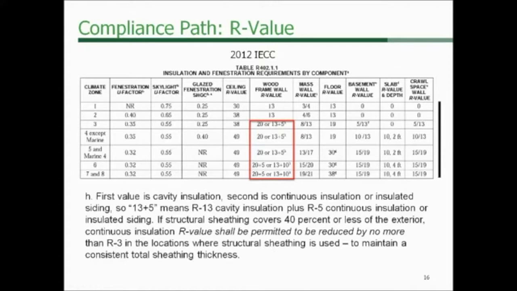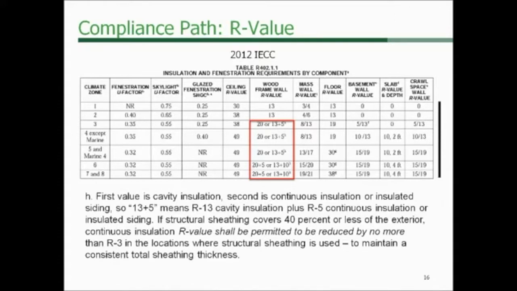This is the 2012 IECC, and footnote H is literally what's just on the screen right there, but there's two parts to footnote H. Okay, the first one describes what it means if it says like 13 plus 5 or 20 plus 5 or 13 plus 10. The first part, the 13 or the 20, is the cavity insulation. So that's the bat insulation or whatever. The plus whatever is the continuous insulation that's on the outside or wherever you put it. Okay, so that's the first part of footnote H.